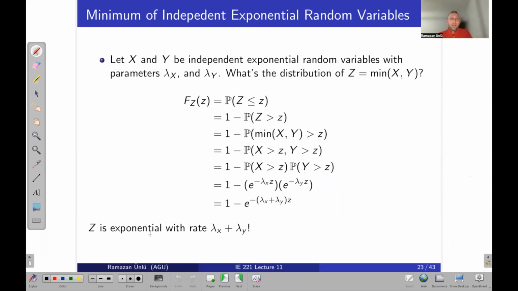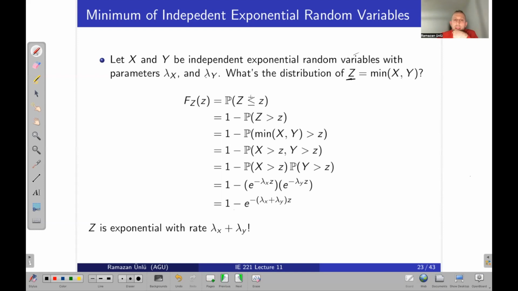Okay, so another exercise: let X and Y be independent exponential random variables with the parameters lambda x and lambda y. The question now is, what is the distribution of Z, where Z is equal to the minimum of X and Y? So how can we find that one? Okay, the CDF of Z is equal to the probability of Z less than or equal to some particular value, right? The CDF shows this kind of information.